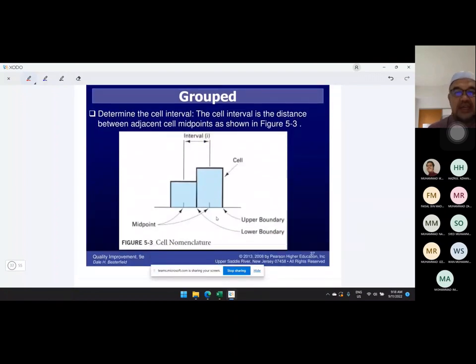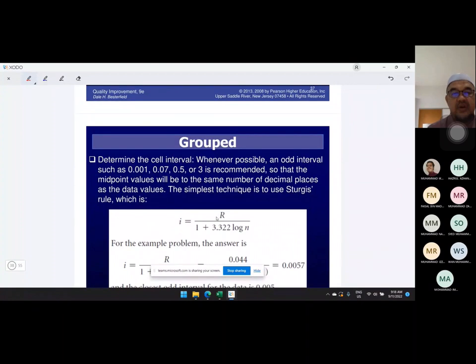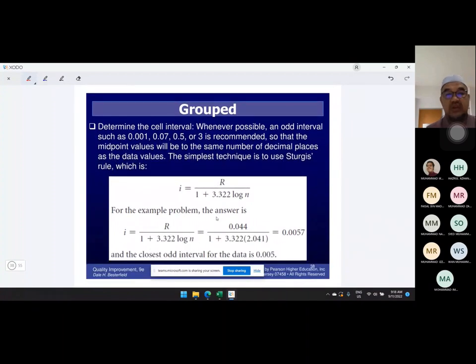And then after we get the range, we want to determine the cell interval I. Here we have one way of doing it, which is called Sturges' rule. So I, the interval, is given by R divided by 1 plus 3.322 log n, where R is the range that we determined just now and n is the number of observations. So here we calculate the interval, and that interval is normally taken as an odd number.